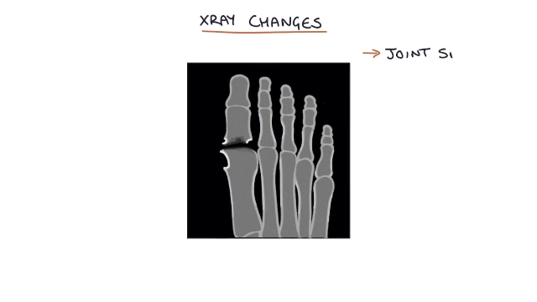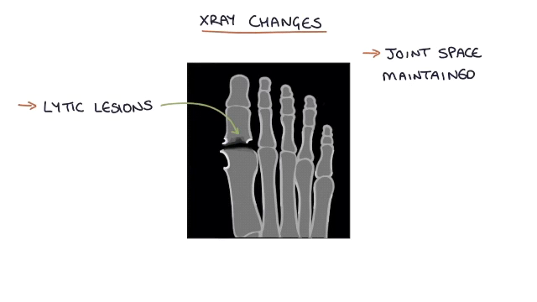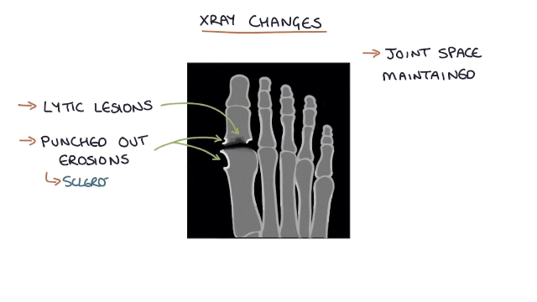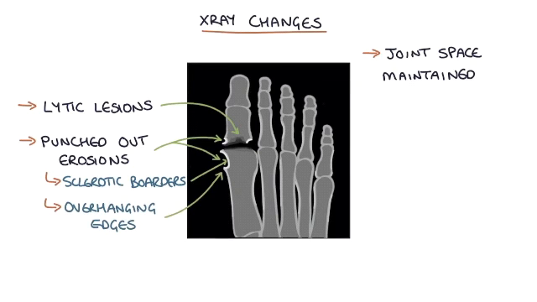There are also some typical gout X-ray changes. In gout, the joint space is usually maintained on the X-ray. You can see lytic lesions within the bone. There can be punched out erosions, and the erosions can have sclerotic borders where there's some hardening or whitening of bones, and there can be overhanging edges where the edges of the erosions hang outwards over the top of the erosion.